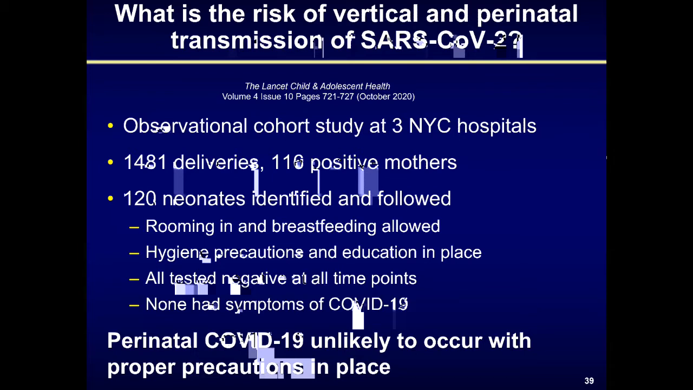This is an observational study that was done at 3 hospitals in New York. They looked at over 1,400 deliveries. They found 116 positive mothers and identified 120 neonates whom they followed. They allowed rooming in and breastfeeding with good precautions in place. They tested the babies at multiple time points, including at birth, at 5 to 7 days, and at 14 days, and found that none had symptoms of COVID-19. So they concluded that perinatal COVID-19 was unlikely to occur with proper precautions in place.